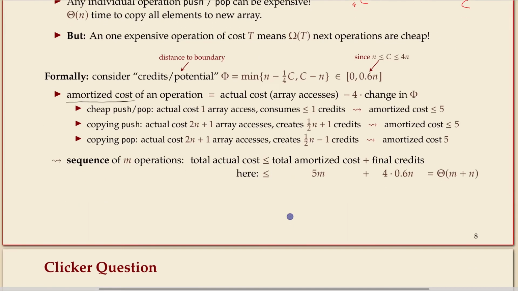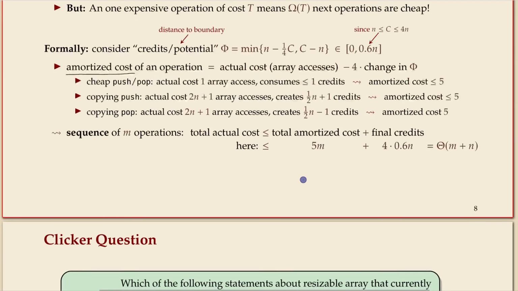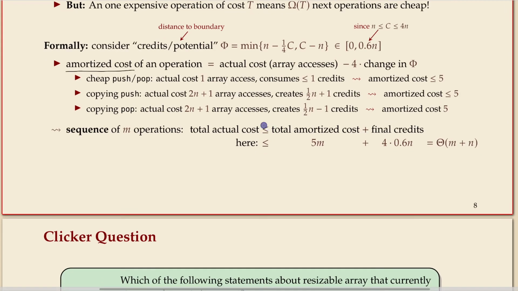Before we continue with this, I want to show you why this inequality is true. And for that, I'll denote by A_i the amortized cost of the ith operation. So A is for amortized.